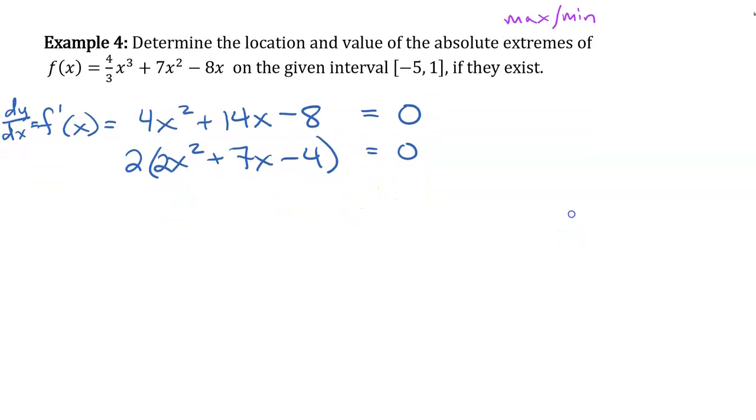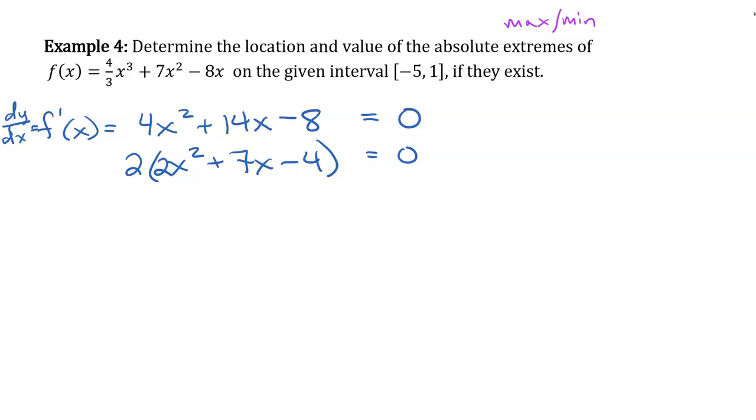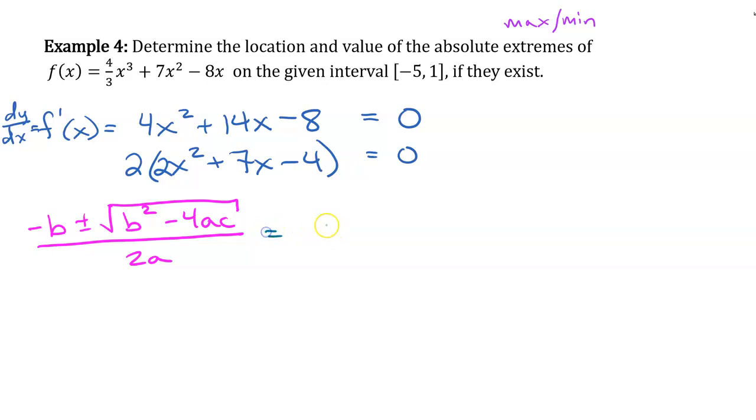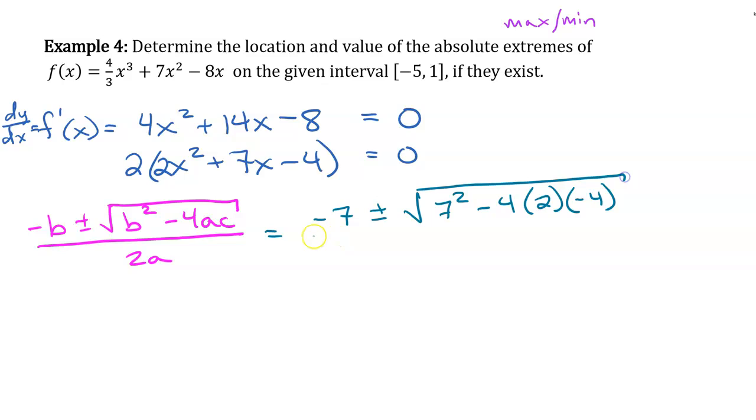So let me do the... yeah, that doesn't look nice at all. Let's do the quadratic formula. So negative b plus or minus the square root of b squared minus 4ac, all over 2a. So that's negative 7 plus or minus the square root of 7 squared minus 4 times 2 times negative 4, all over 2 times 2. So work this with our lovely master magic wand of a calculator. Let's see here.